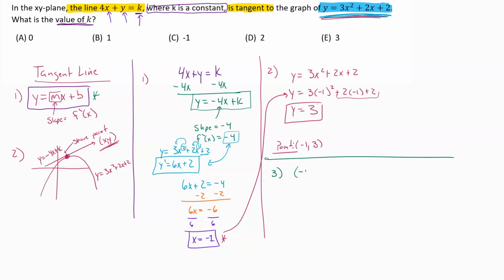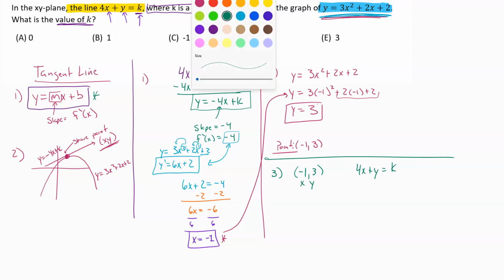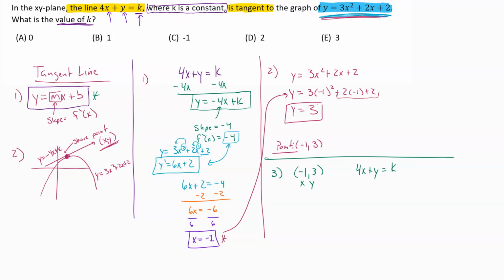I now take my point, my x and my y, and I plug them into my 4x plus y equals k. And now I can solve for that k value because I know the other two. So plugging in, I would get 4, x is negative 1, plus y is going to be positive 3, and all of that needs to equal k. Simplifying this down, 4 times negative 1, that gets us negative 4 plus 3, and negative 4 plus 3 is negative 1. So our k value is negative 1 in this situation.